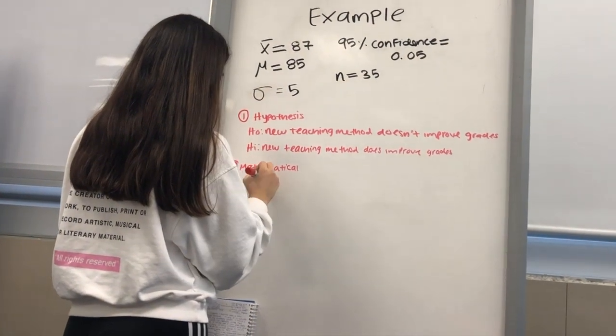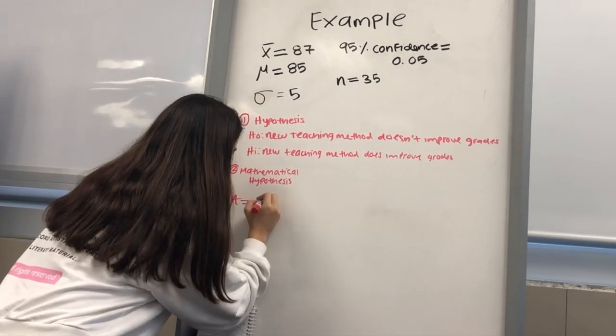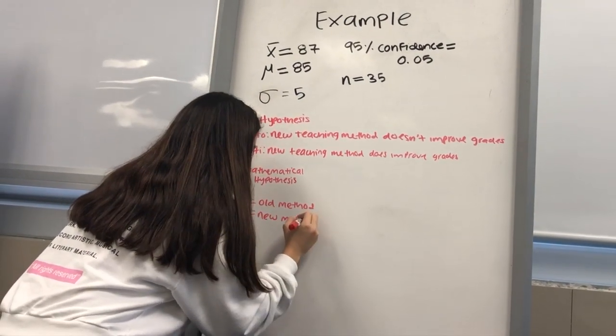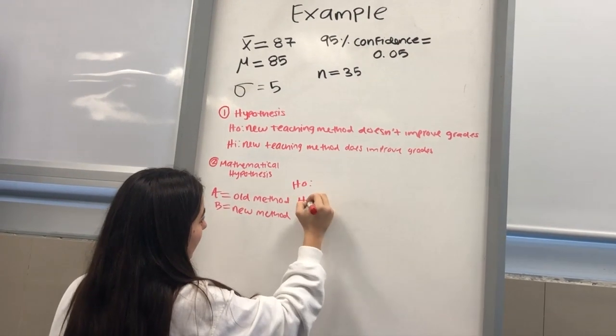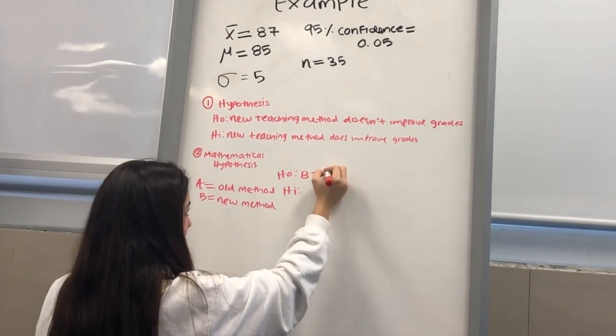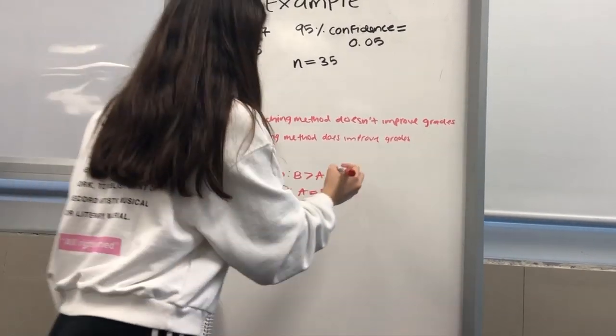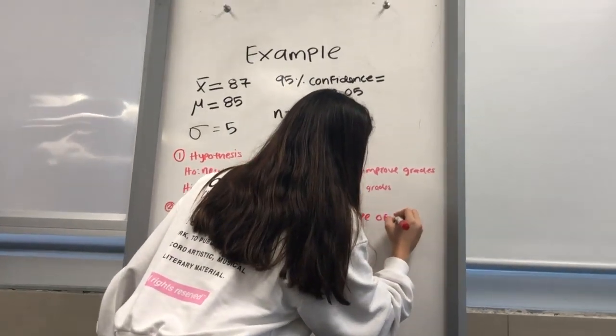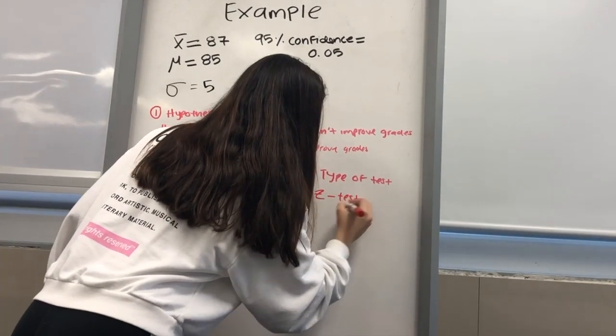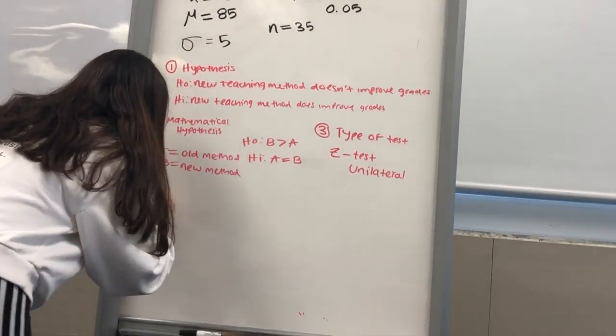Then, the second step is a mathematical hypothesis, where you apply your previous hypothesis in numbers. So we have that A is the old method and B is the new method. In our null hypothesis, you put that B is greater than A, and in the alternative hypothesis, A is equal to B. Then you need to identify the type of test, like we previously explained. In this case, our problem is a Z-test unilateral.